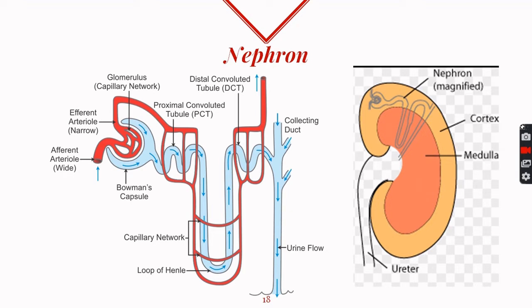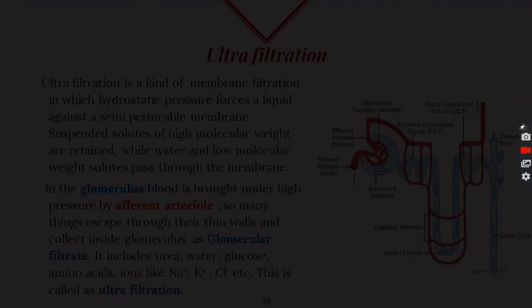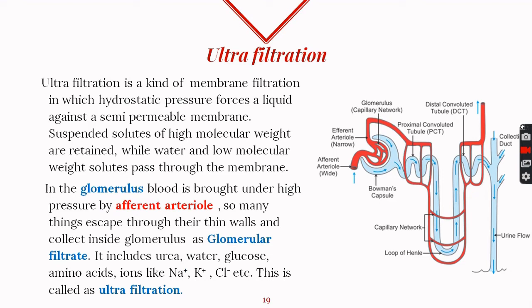Now we will see how the nephron functions. Ultrafiltration is taking place inside the nephron, and ultrafiltration is the process in which a fluid flowing under high pressure through a semi-permeable membrane loses the things which have lower molecular mass, they escape out of that semi-permeable membrane. So the same thing is happening inside this nephron.